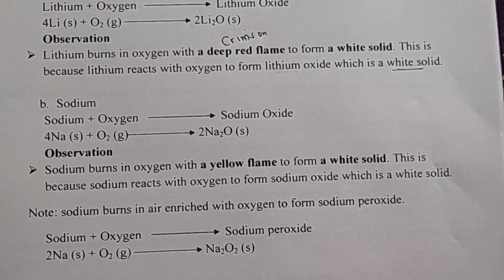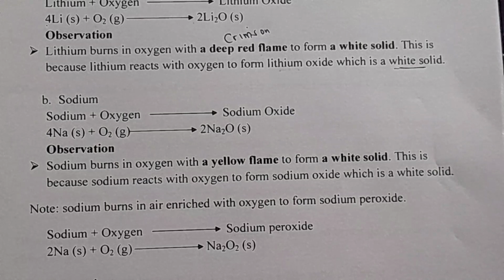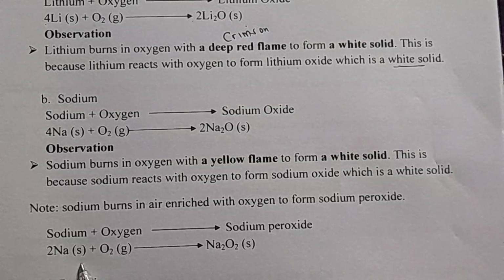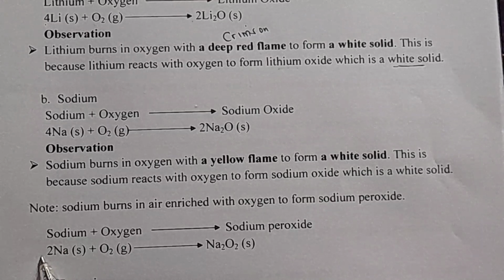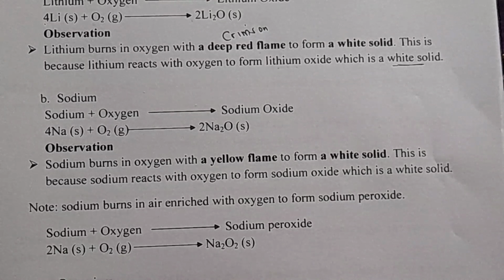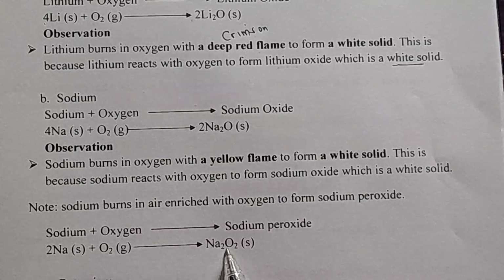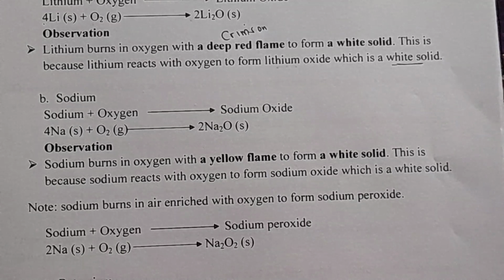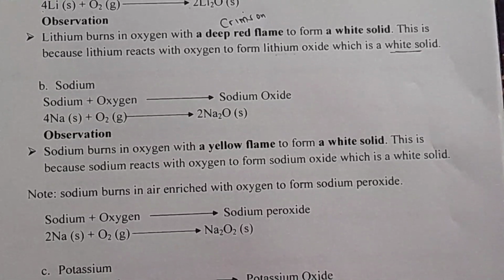But note that sodium burns in air enriched with oxygen to form sodium peroxide. So sodium plus oxygen, you can get sodium peroxide, and 2 sodium solid plus oxygen gas will give you 1 sodium peroxide. That equation is balanced when we put 2 on the side of sodium. We get 2 sodium here, 2 sodium on the product side, 2 atoms of oxygen on the reactant side, and 2 atoms of oxygen on the product side, which balances the equation.